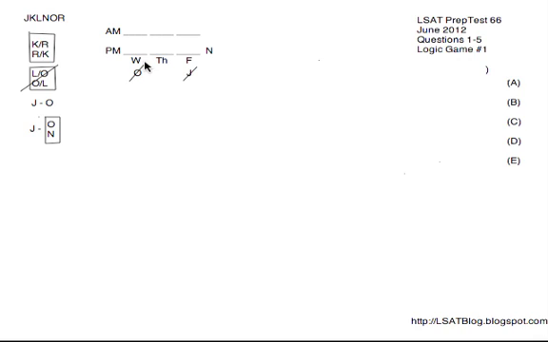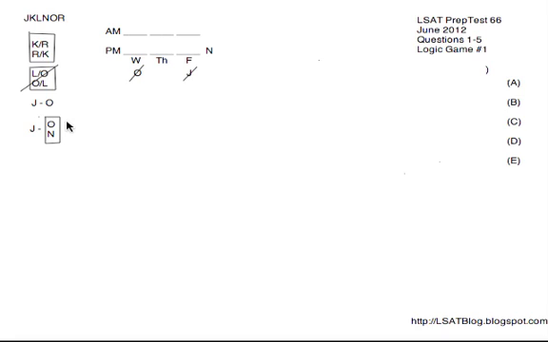Now, because we know that O and L cannot go together, and that J is before O, and that K and R are on the same day, we can make an inference. O cannot be with J on the same day, O cannot be with L, and O cannot be with either K or R because they're together. As such, we can infer that O and N must be together. And since J is before O, J goes on an earlier day than O and N go on.